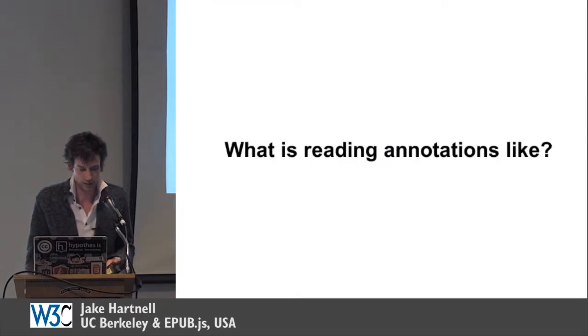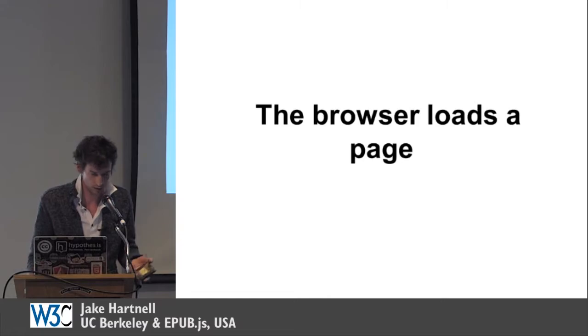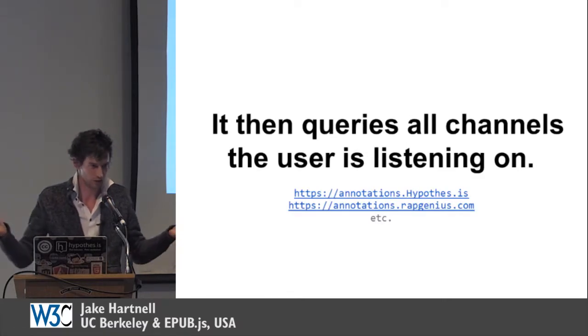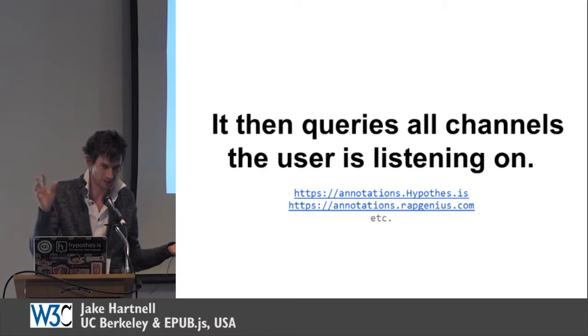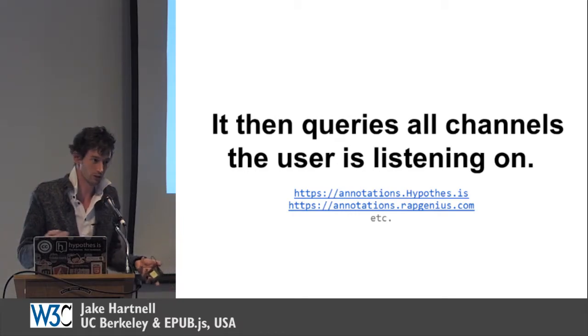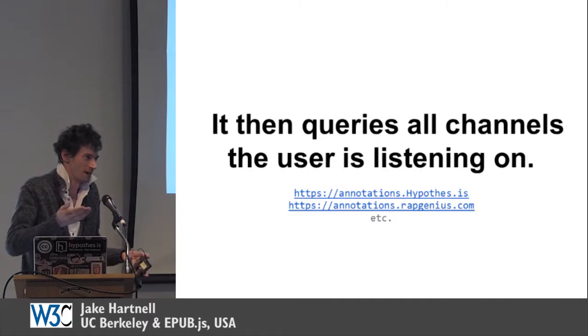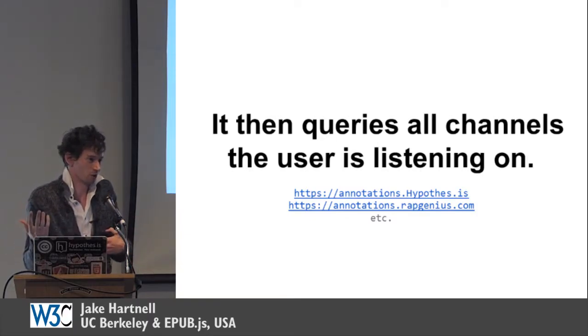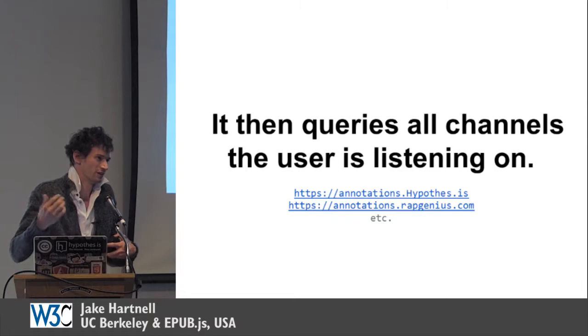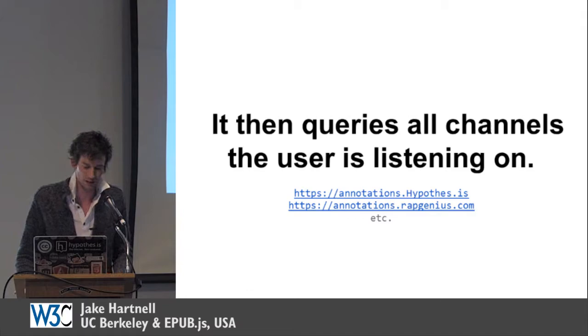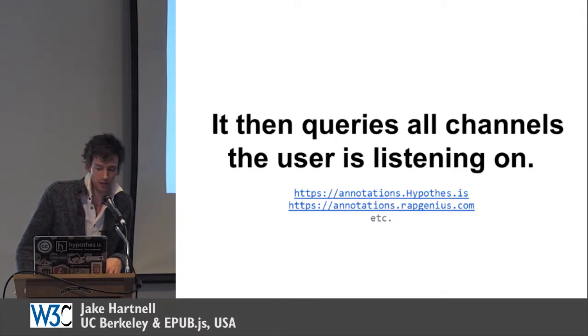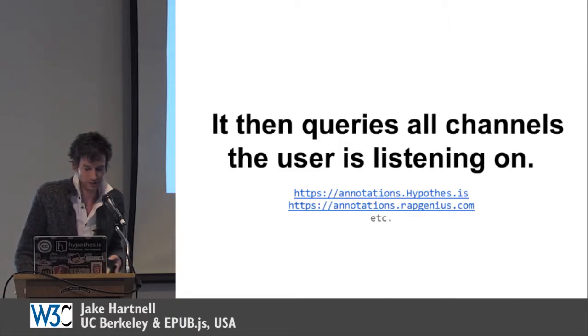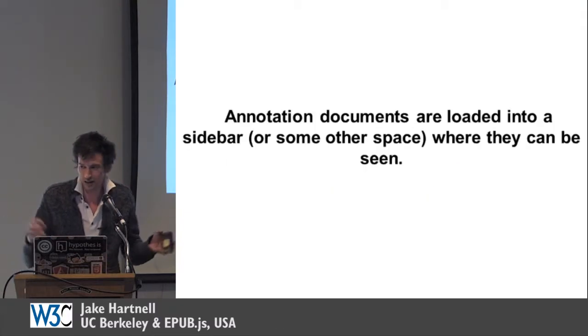And then this comes into reading annotations. So when the browser loads a page, it queries all the channels the user is listening on, based on whatever channels they subscribe to. There could even be meta channels, for example, that manage a smaller group of like 2 people, for instance, or they aggregate all your different channels into one neat service, kind of like with RSS streams, actually. Anyway, it then queries all the channels the user is listening on, so like annotations.hypothesis, annotations.rapgenius, and these annotation documents are loaded into a sidebar or some other.